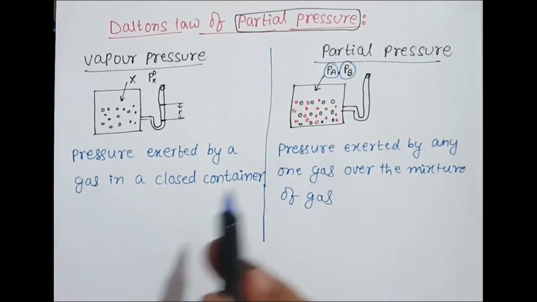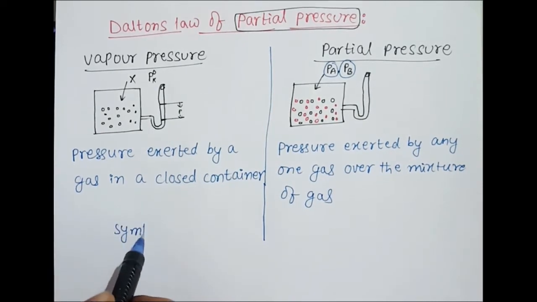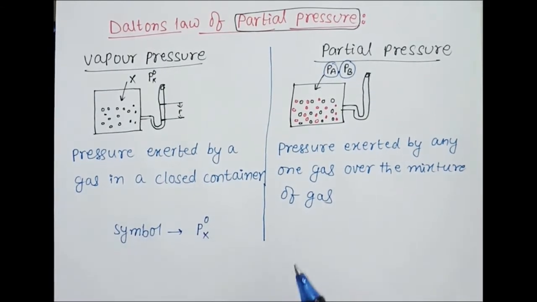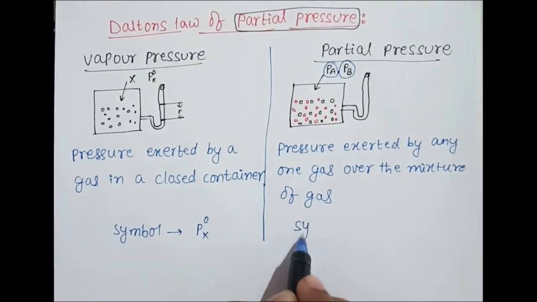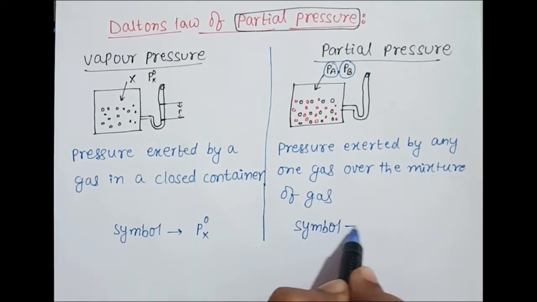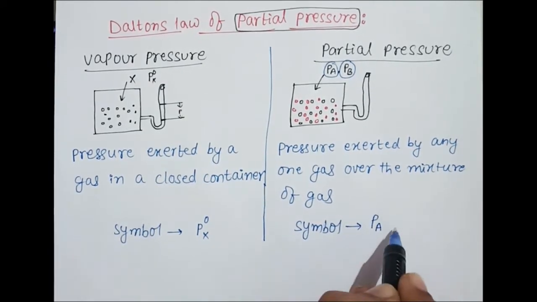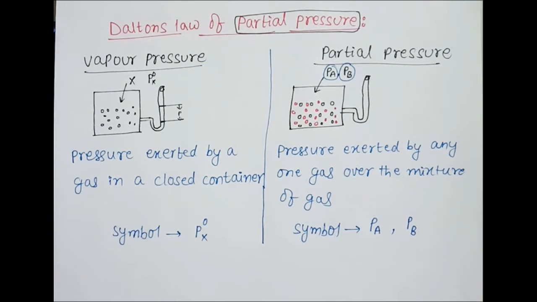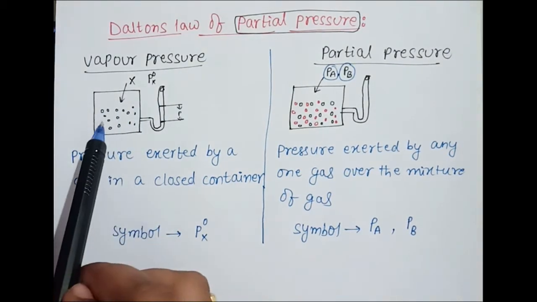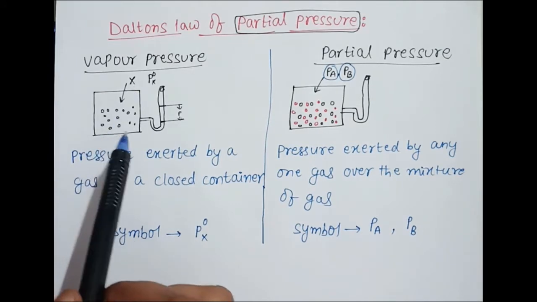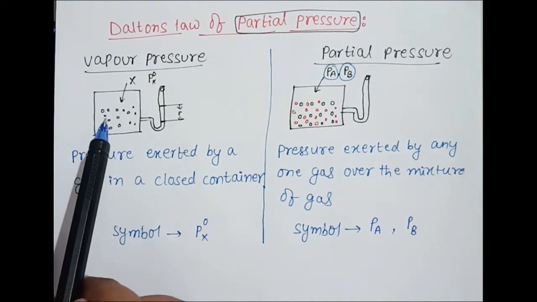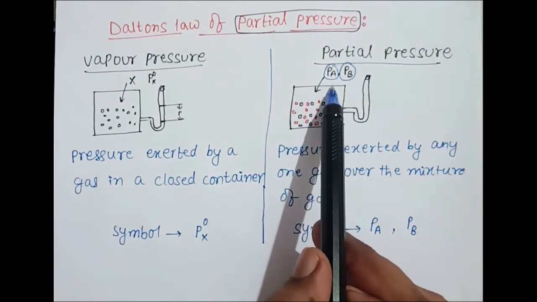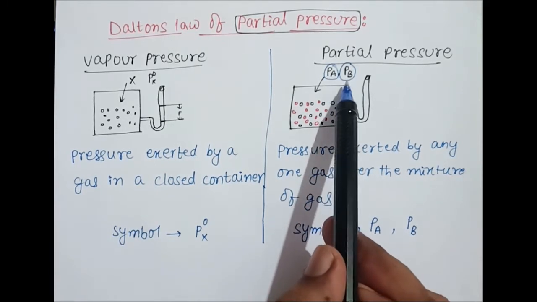And here the vapor pressure symbol is P naught, whether you say X gas or Y gas or something, P naught. And here the symbol is, partial pressure of A is PA, or partial pressure of B is PB. So this is the difference between vapor pressure and partial pressure. Understood? Here only one gas is present, and the pressure created by that one gas is called vapor pressure, and here two or more gases are there, and the pressure created by each gas is called partial pressure.